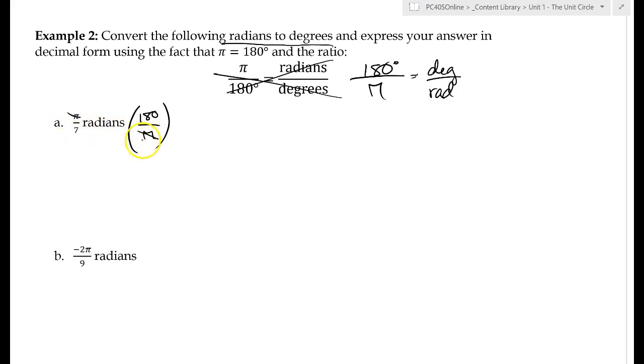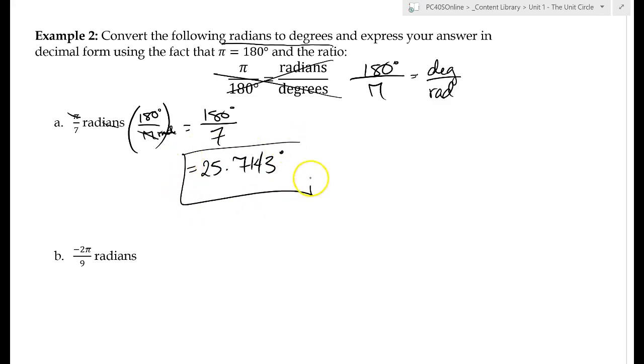And all of a sudden, pi cancels out and the radians go away because we've got radians down here. And degrees are left over. So we're left with 180 degrees divided by 7. And so it says just to write our answer in decimal form. And so I just need to punch this into my calculator, 180 divided by 7. And that gives me 25. And again, we want to keep at least 4 decimal places. So 25.7143 degrees. That would be my answer.